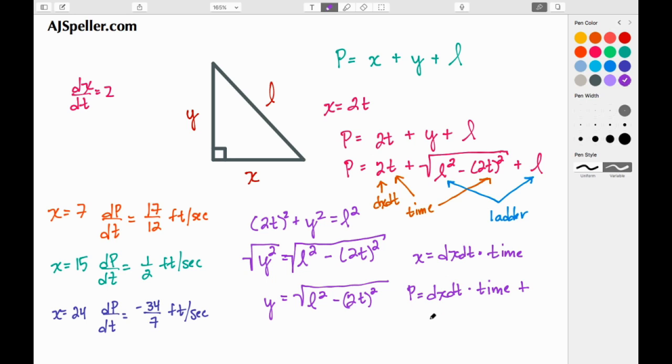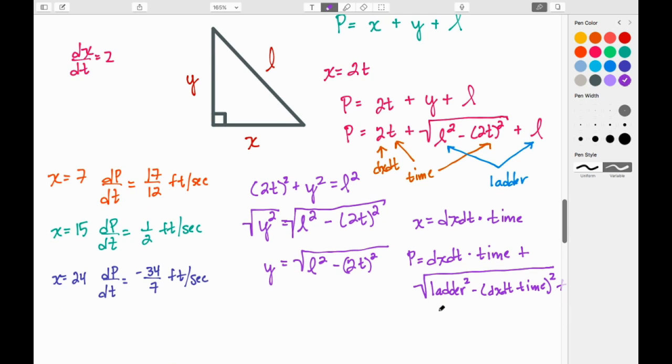For the perimeter, instead of the 2t, I'm going to place in dx/dt times time, plus, I'm going to have to come down because I'm running out of room. Instead of L squared, I'm going to place in there ladder squared minus the 2, which is dx/dt times time. That quantity is squared, and again I'm going to add on the length of the ladder.